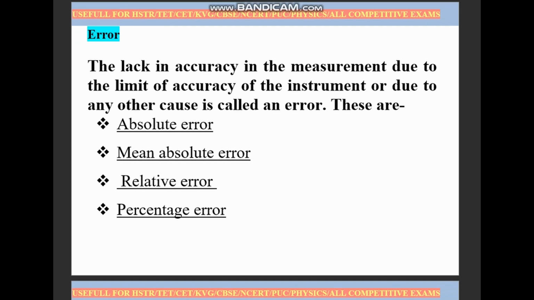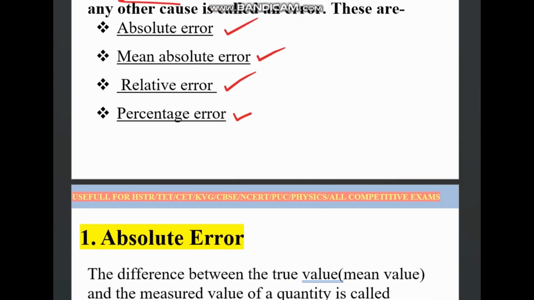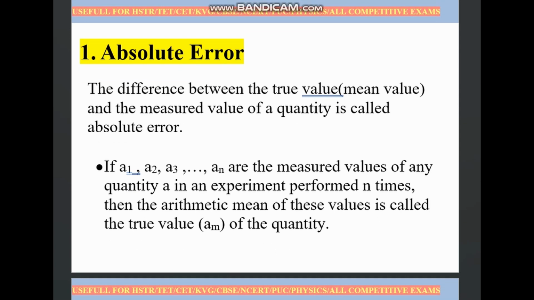So what is the meaning of error? Error is nothing but a lack of accuracy in the measurement due to limits of accuracy of an instrument or due to other causes. Errors may occur because of an instrument or because of the person doing the experiment. Based upon that, we have different types of errors: absolute error, mean absolute error, relative error, and percentage error. We will discuss these errors one by one with useful examples.